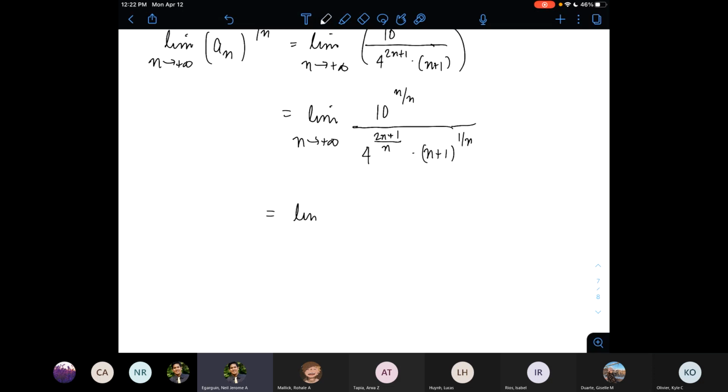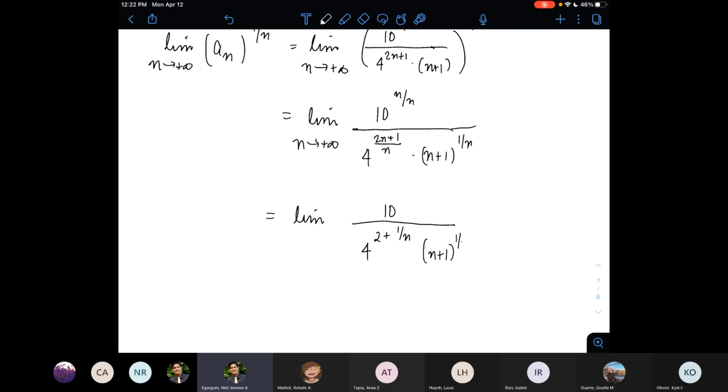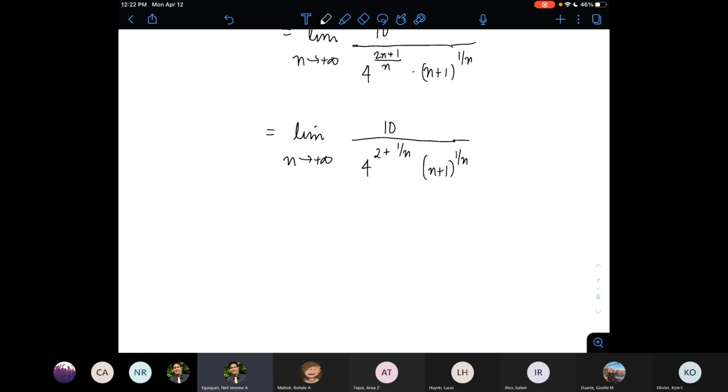So if we simplify, this would be the limit of 10 to the power 1 all over 4 to the 2 plus 1 over n. You divide 2n by n, you get a 2. Then you divide 1 by n, you get 1 over n. And then here I'll still have n plus 1 to the 1 over n as n approaches infinity. Now, what happens here? Numerator is a constant 10, so that would be its limit. When n becomes large, 1 over n goes to 0. So the denominator will go to 4 to the second power.